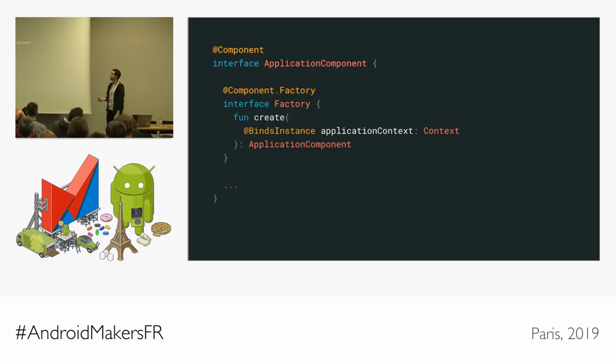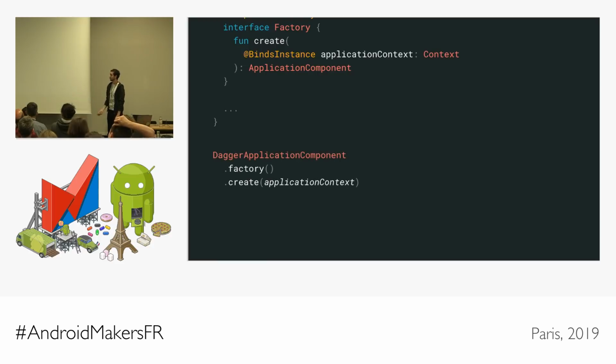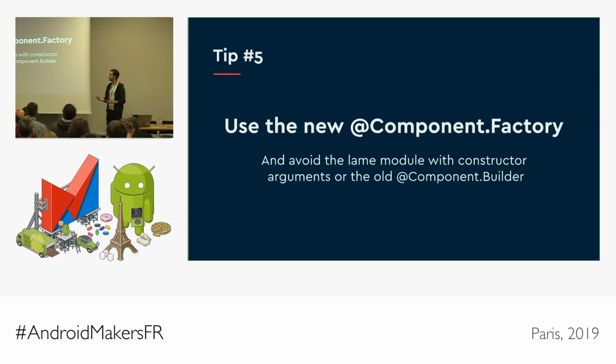And here, since it's a single method, you must pass all the parameters in order to successfully call the method. So this brings a little more safety, and it's a little less verbose. It looks cute when you want to create your components. Just factory.create, and you pass whatever you want to bind in a single method. So tip number 5 is use the Component.Factory. Forget about modules with constructor injection. Forget about the builder. The factory can do everything, and it's less verbose, safer, and better in general.